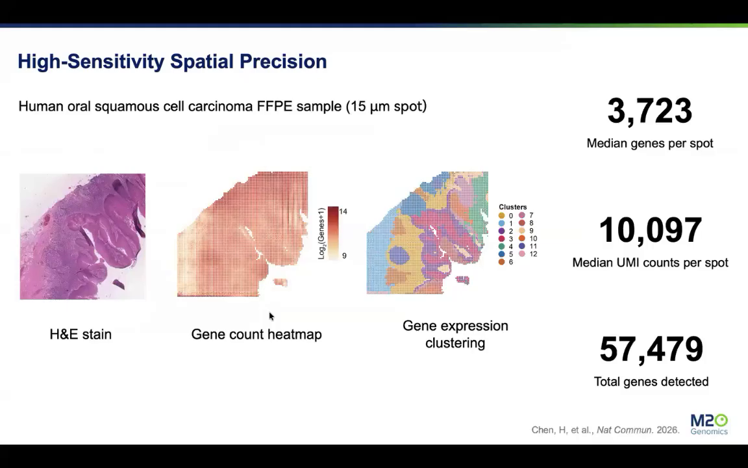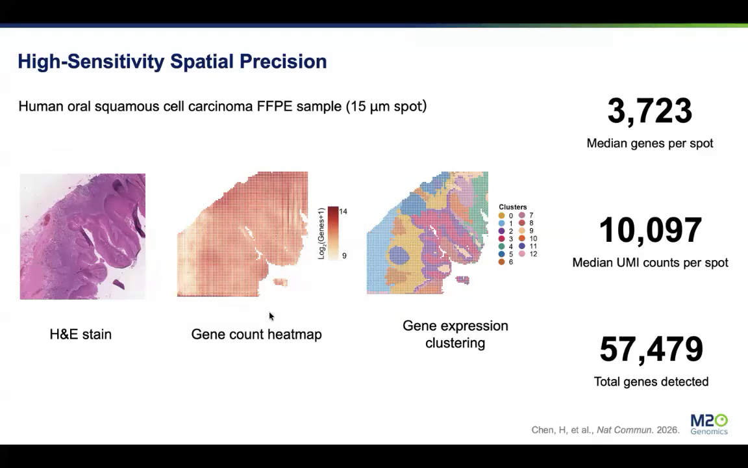Here we're looking at a human oral squamous cell carcinoma FFPE sample profiled at 15-micron resolution, which is at a higher spatial resolution and much smaller spot size. We achieved a median of more than 10,000 UMIs and approximately 3,700 genes per spot. This shows near cellular spatial resolution while maintaining strong transcript detection sensitivity.